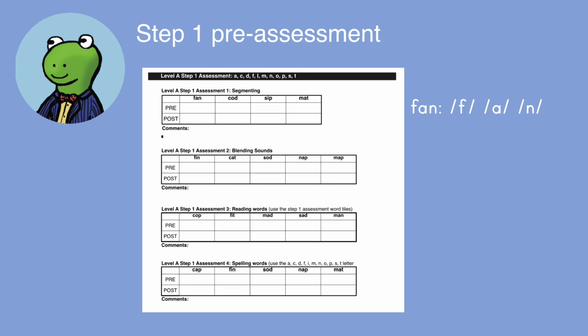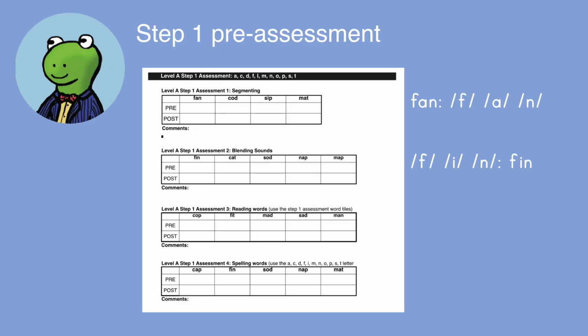F, a, n. Second, the teacher asks the student to blend sounds together to form a word. For example, the teacher would say the sounds f, i, n, and ask what word these sounds form when they are blended together. These first two parts are used to assess phonemic awareness, which is the ability to identify the individual sounds of spoken language, called phonemes.